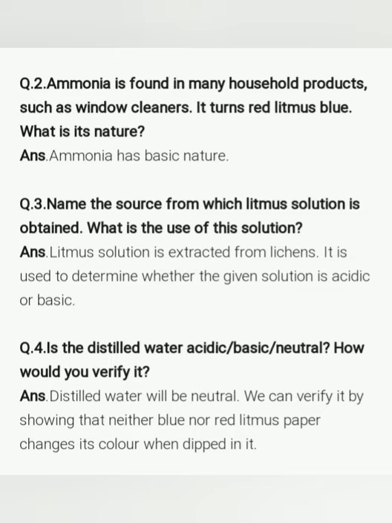Understood? So this is the answer of the third question. The fourth question is: is distilled water acidic, basic or neutral? And how would you verify it? So in that we have to write whether distilled water is acidic, basic or neutral.